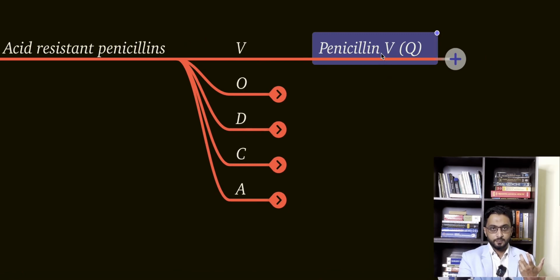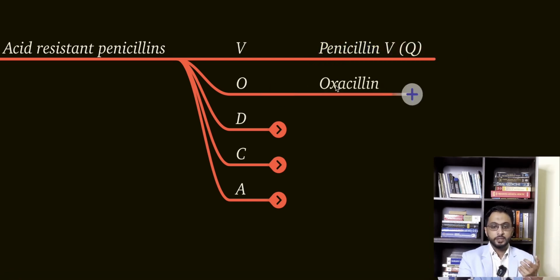Now this has been a question. Which of the following is an acid-resistant penicillin? Answer is penicillin V. Don't confuse. It's not penicillin G. Penicillin G is acid sensitive or destroyed by the acid. That's the only question in this area, but it's good to know other agents.